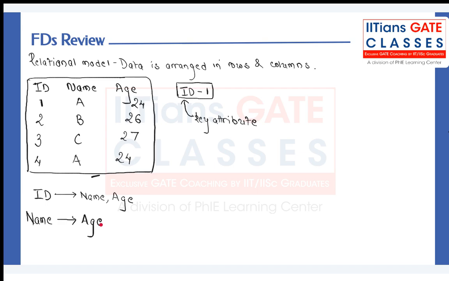Now, is this correct? Can name uniquely give me an ID? Is this correct? If the name is capital A, will I get a unique ID? No. But let's assume, just assume that the fourth row was not there. Then is this correct?